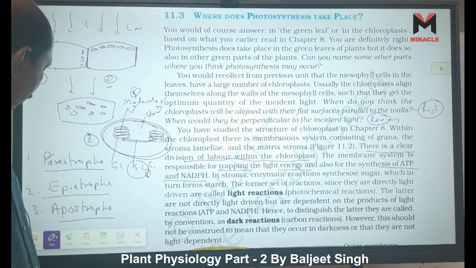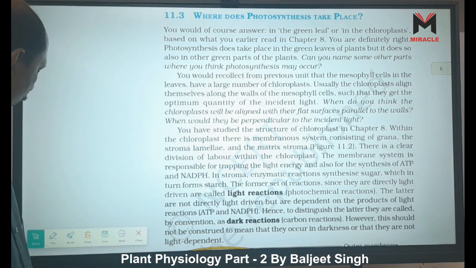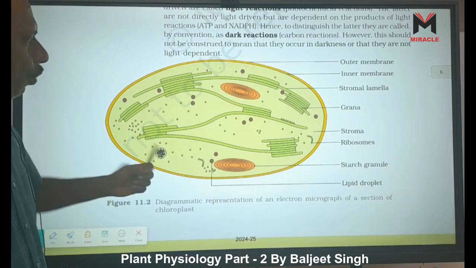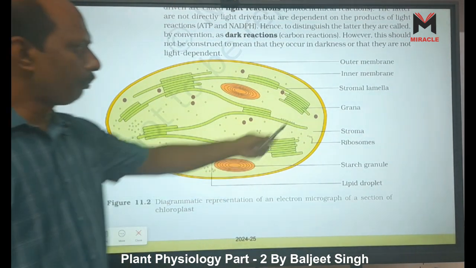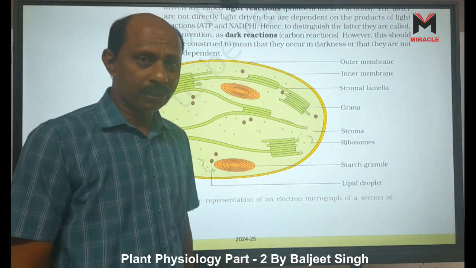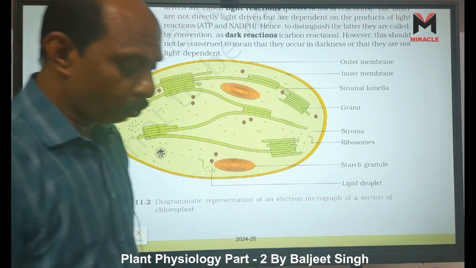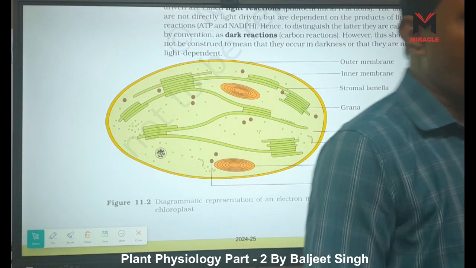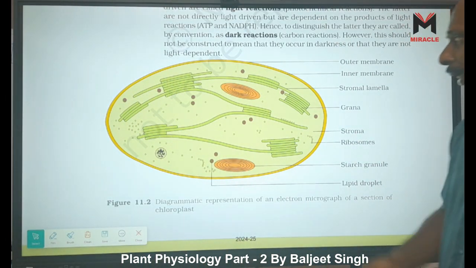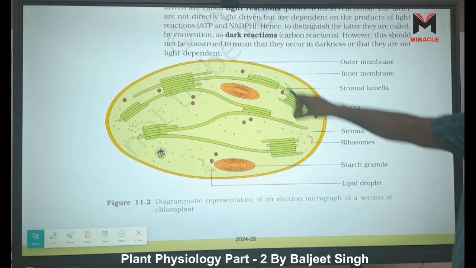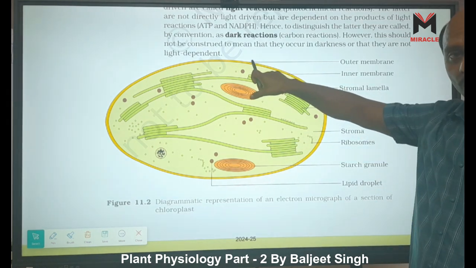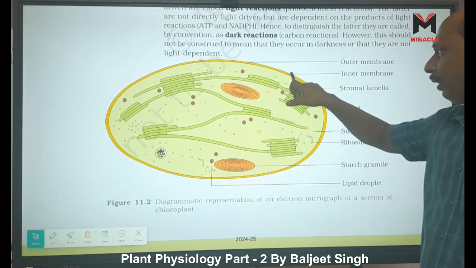The structure of the chloroplast is given here. Look at this chloroplast. It has a double membrane system. We have two semi-autonomous cell organelles: one is called chloroplast and the other is mitochondria. Here the chloroplast structure is given. Look: outer membrane, inner membrane.